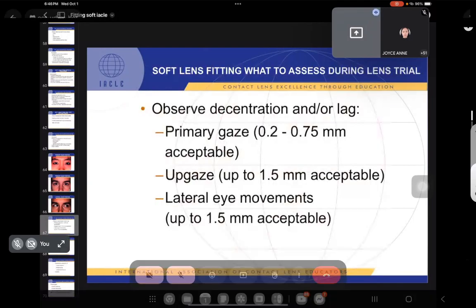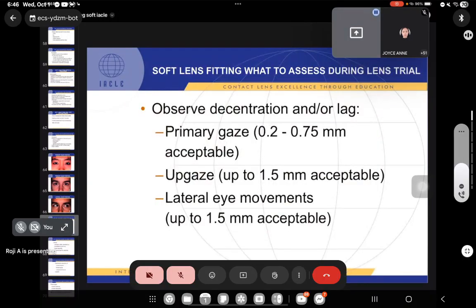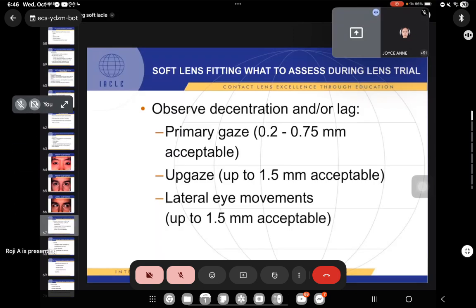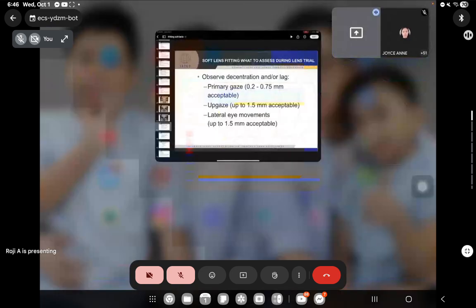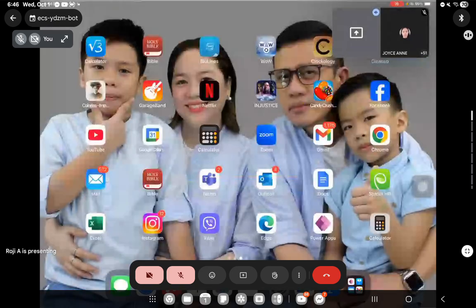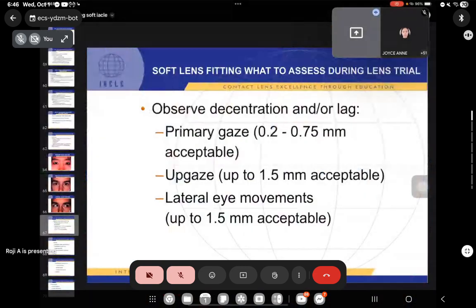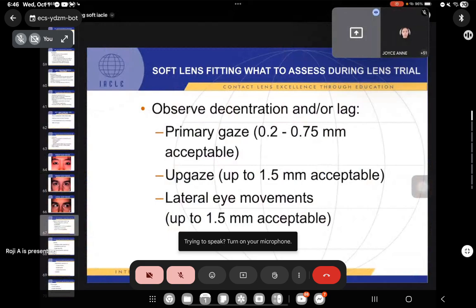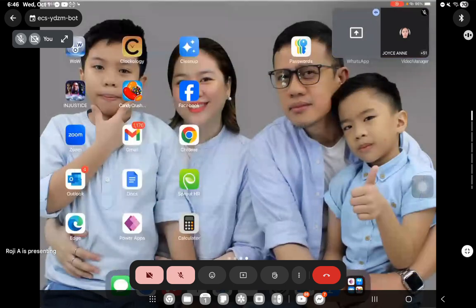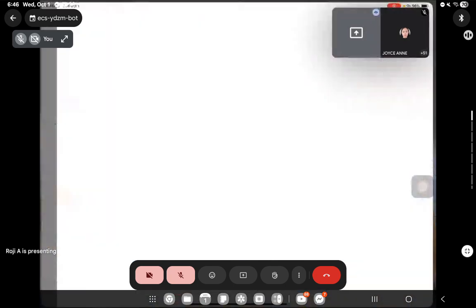Okay, good, good. So observe decentration or lag. So how do you observe decentration? From the word, it's not centered, right? So from the primary gaze, you are to have an allowance. 0.2 to 0.7 is acceptable. So meaning to say, if looking at this, primary gaze, you can have 0.2 to 0.7 millimeter acceptable decentration, meaning to say, usually it's decentered. You can see my, there you go.